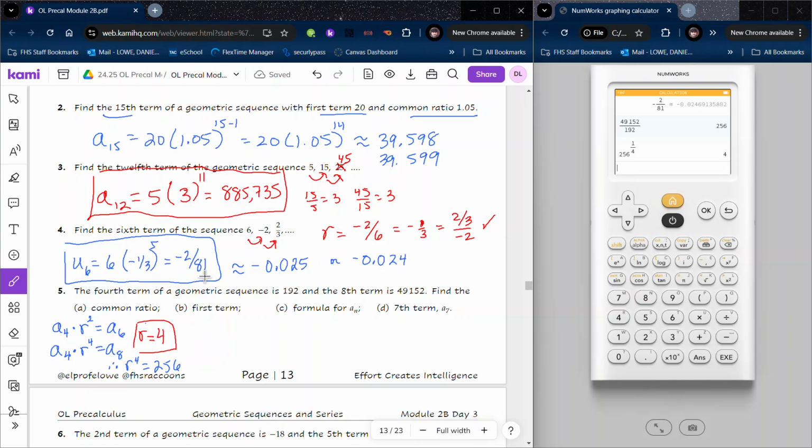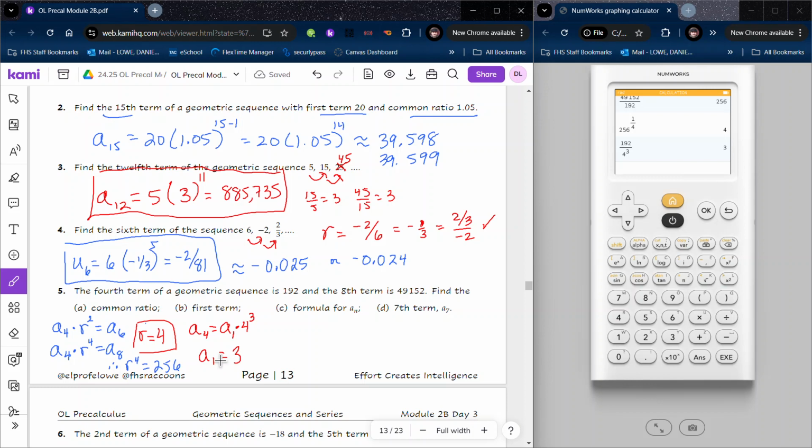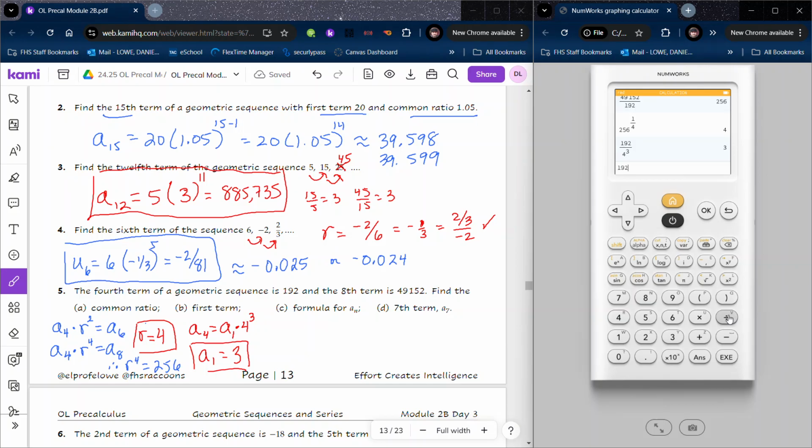All right, what's my first term? Well, I know that my fourth term is going to be my first term times my common ratio raised to the 3rd power. So my first term has to be that fourth term, 192, divided by my common ratio raised to the 3rd power. And so my first term was 3. Of course, if you knew that 4 to the 3rd power was 64, we could do that a little bit more quickly.